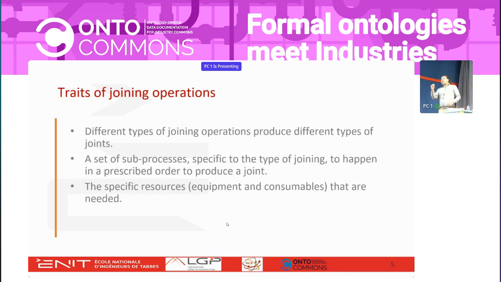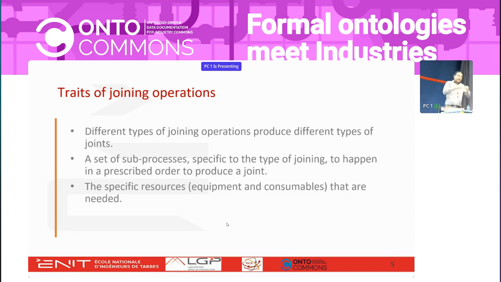Now, going to the first step, what is the trait of the joining operation? So I start with three. One is that, of course, each type of joining operation... Here I am already going into the subclasses of joining operation because it's easier to describe. As we know, the common types of joining operations are, say, welding, soldering, brazing, bonding, fastening, all of this. We can observe that all of these different joining operations actually produce different types of joints. So the output type is different for these different joining operations.